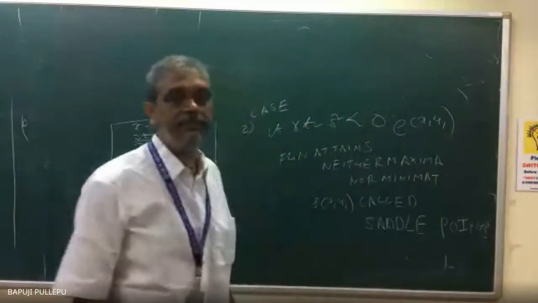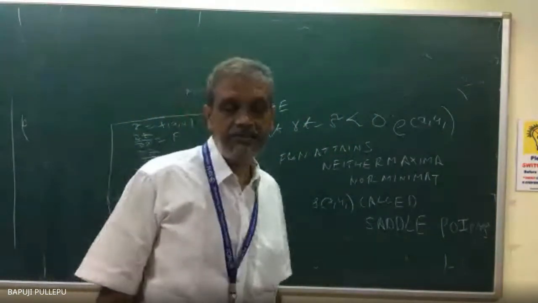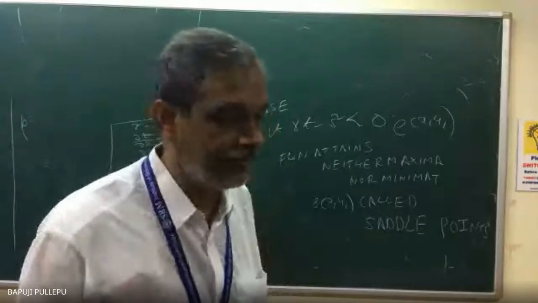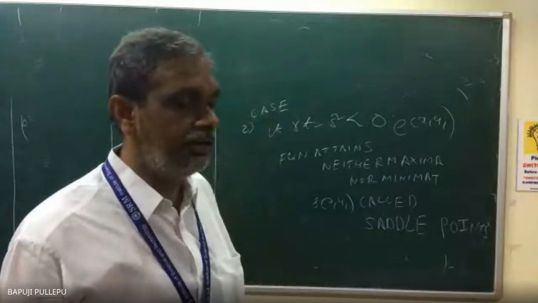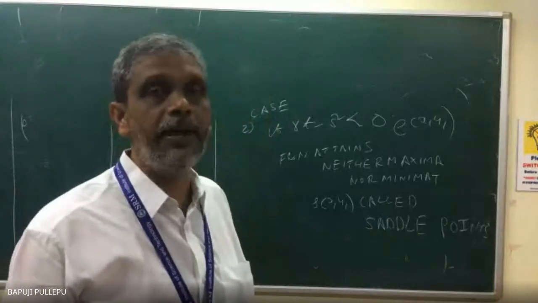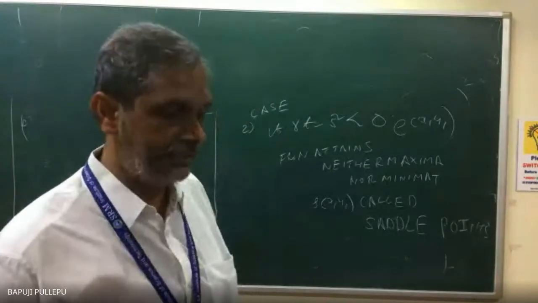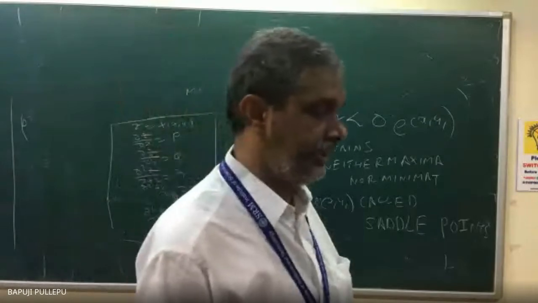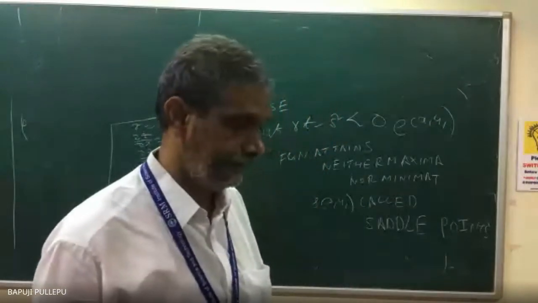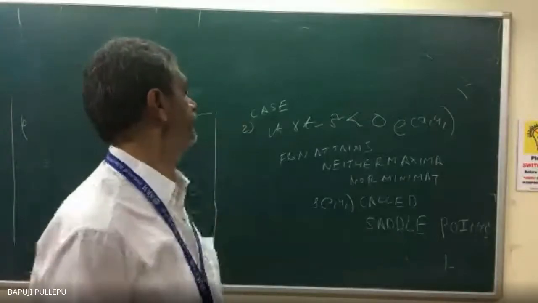RT minus S square less than 0 means what? The function attains neither maximum nor minimum. Those points are called saddle points. So at a saddle point, the function attains neither maxima nor minima. Okay, clear? Yes, sir. Next, case 3.